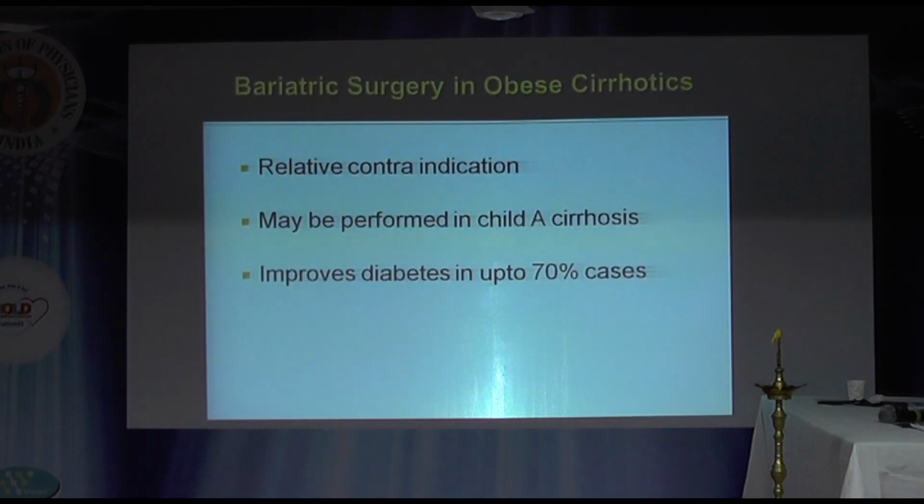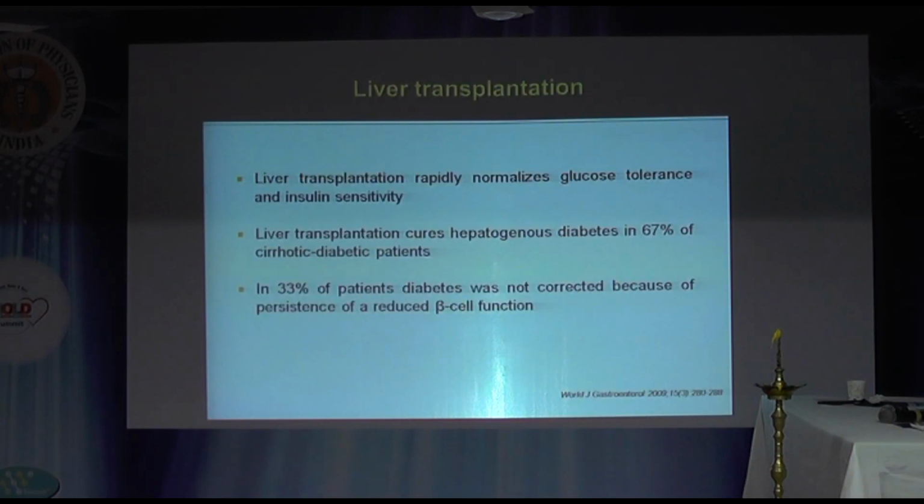Bariatric surgery for patients who have cirrhosis, diabetes and obesity. Well, surgery is a relative contraindication in patients with cirrhosis. However, it may be performed in Child A cirrhosis, which is early cirrhosis, and that improves diabetes in up to 70% of cases. So yes, if it is early cirrhosis, it can be done.